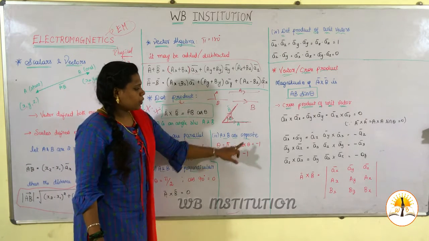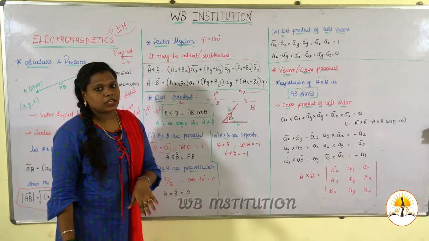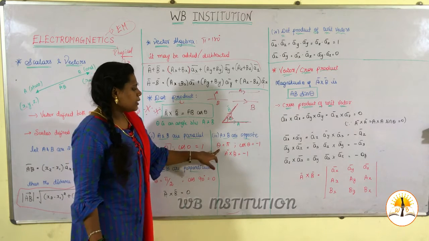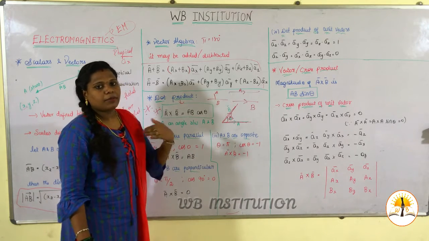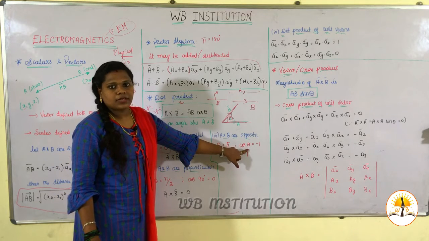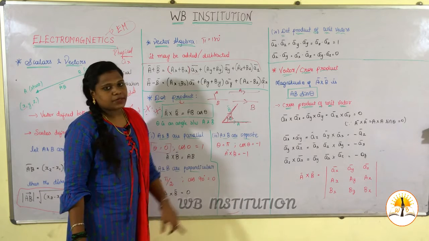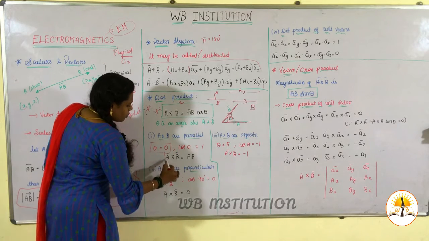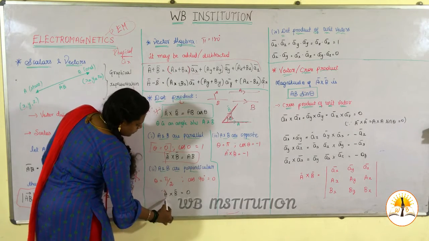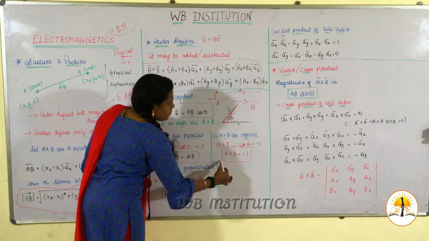Similarly for A and B opposite: if A is in one charged particle and B is in another, what will happen? Theta will become pi, so theta will become 180 degrees. In that case, cos theta will become minus 1. So cos 180 is minus 1. Replace theta with that. So these three are very important cases in dot product: parallel, perpendicular and opposite.